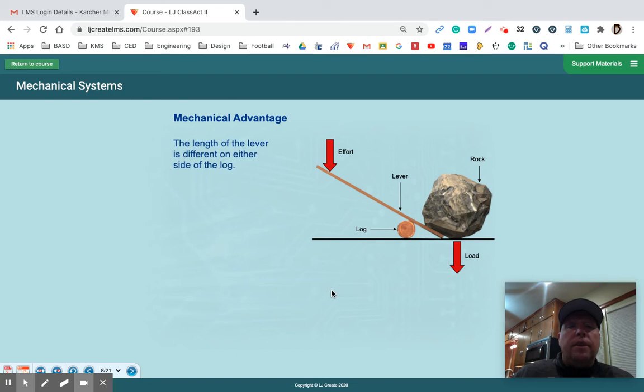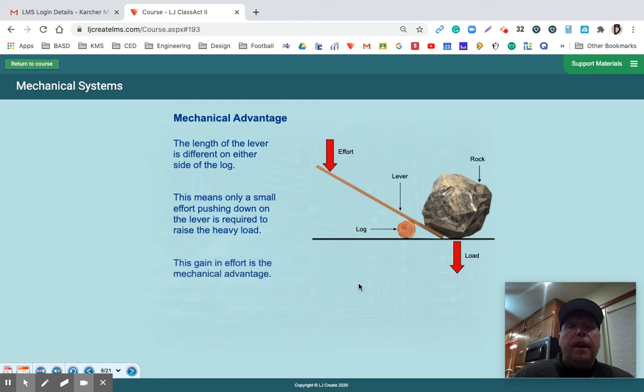The length of the lever is different on either side of the log. The distance from here to the log is considerably longer than the distance from here to the other end of the lever. This means only a small effort pushing down on the lever is required to raise this heavy load. The gain in effort is the mechanical advantage. So this is an example of a mechanical advantage. The mechanical advantage of a system is load over effort. This can be written as MA, standing for mechanical advantage, is equal to load over effort.